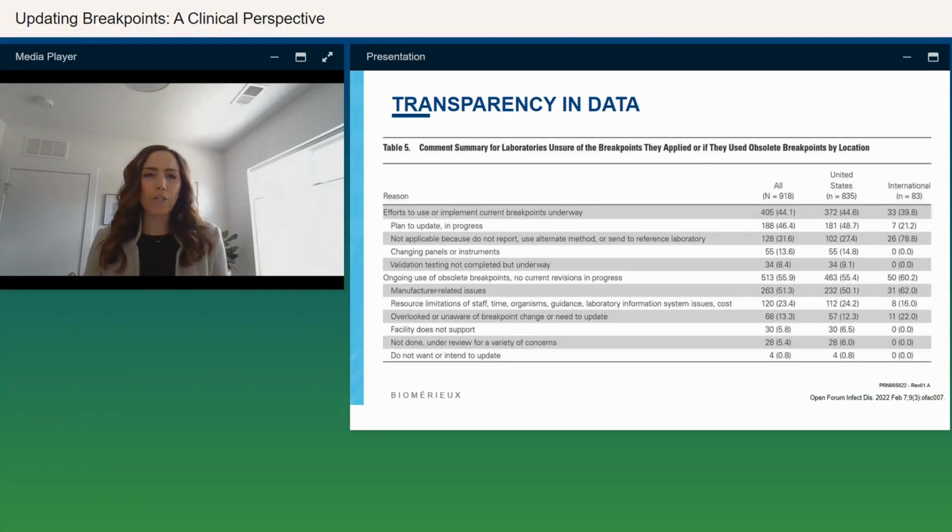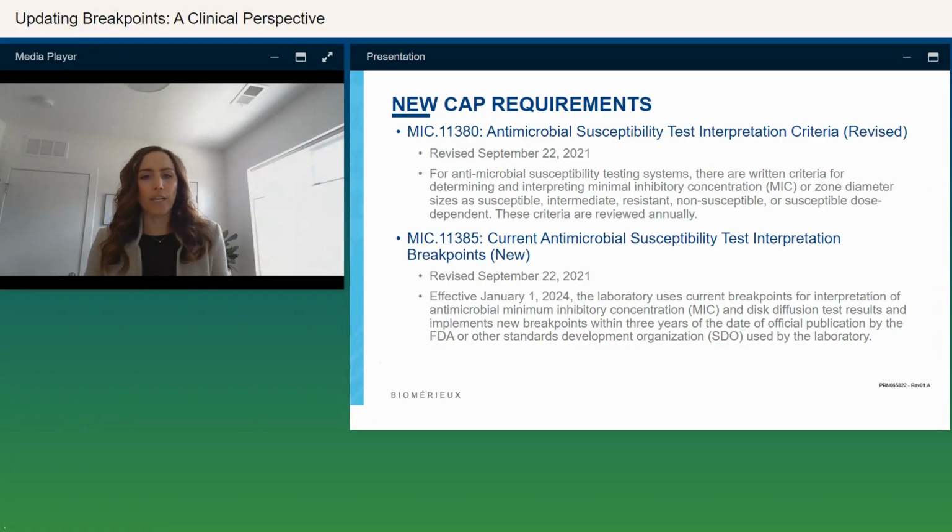A little bit more information on that, specifically to take a look at the reasons for not updating breakpoints. Manufacturer-related issues topped the list, as did resource limitations. So as a result of this, CAP decided to make a change. And this is where the new breakpoint requirements come into play.